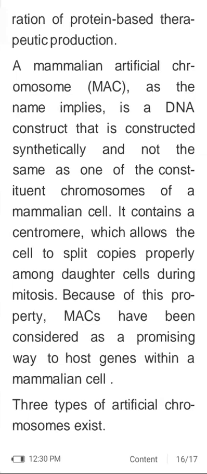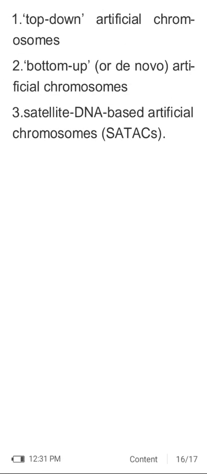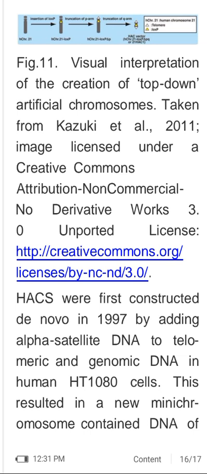A mammalian artificial chromosome, MAC, as the name implies, is a DNA construct that is constructed synthetically and not the same as one of the constituent chromosomes of a mammalian cell. It contains a centromere which allows the cell to split copies properly among daughter cells during mitosis. Because of this property, MACs have been considered as a promising way to host genes within a mammalian cell. 3 types of artificial chromosomes exist: top-down artificial chromosomes, bottom-up or de novo artificial chromosomes, then satellite DNA-based artificial chromosomes.